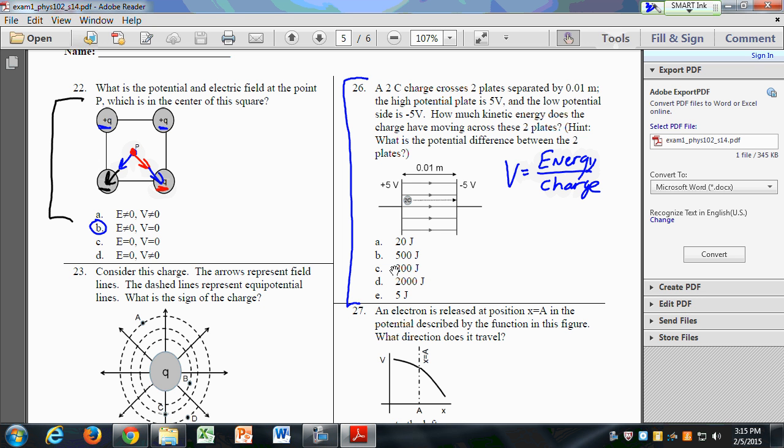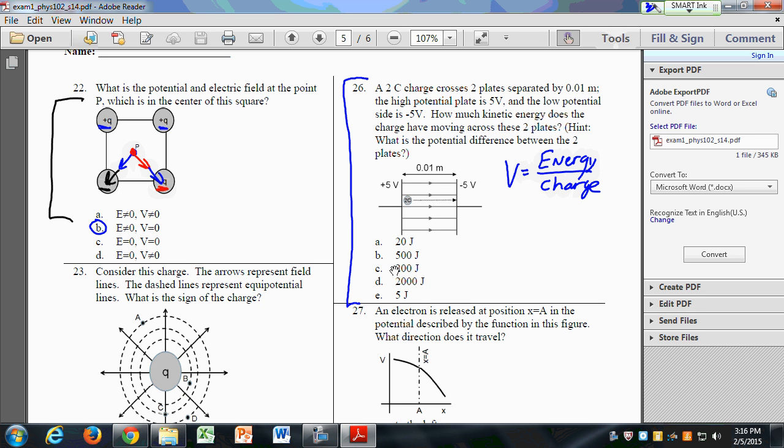So I have a net potential difference going from 5 to -5. Think about the number line, right? I'm going from 5 to 4 to 3 to 2 to 1 to 0, and then back to -5. So my net potential difference is what? Not 5, but 10. So I'm going from 5 to -5. So my potential difference between those two plates is 10 volts.